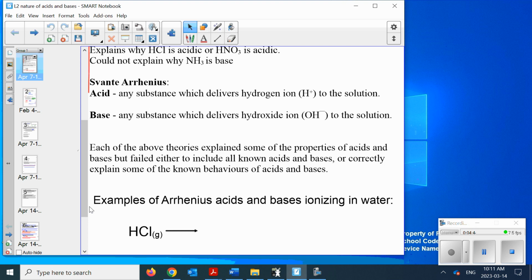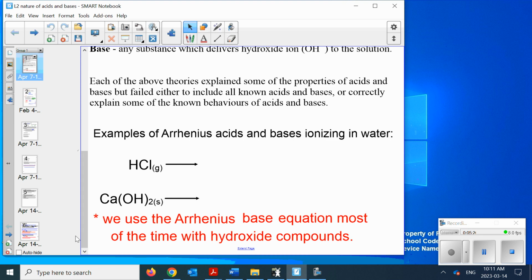Each of the above theories explains some of the properties of acids and bases, but fails to either include all known acids and bases or correctly explain some of their known behaviors. But the Arrhenius definition is a simple one, and it explains a majority of the acids and bases that we use in high school. We're going to also have a slightly better definition, but still this is important. So we're going to play around with this in HCl. What do I mean by an Arrhenius acid or an Arrhenius base?